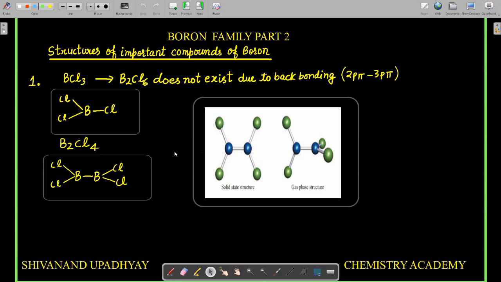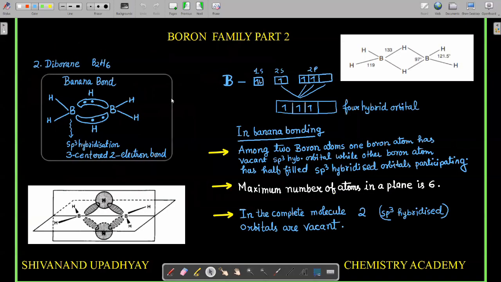This is not that important because it is not given in NCERT, but this is very important: BCl3 does not go for dimerization because of back bonding. We have studied that as we move down the group, the back bonding decreases and the Lewis acid behavior increases down the group. BF3 has the lowest and BI3 has the highest Lewis acid character.